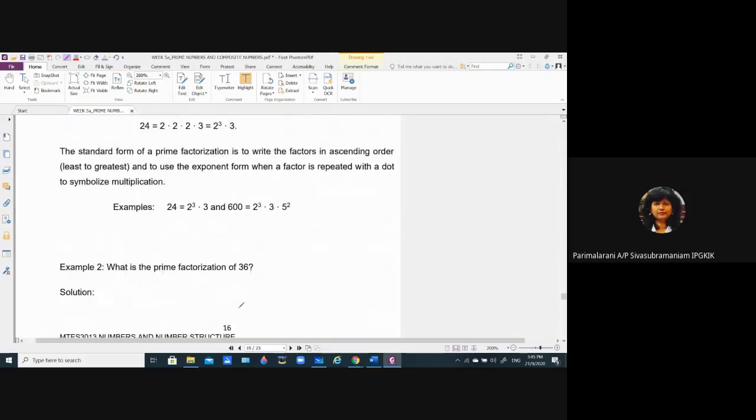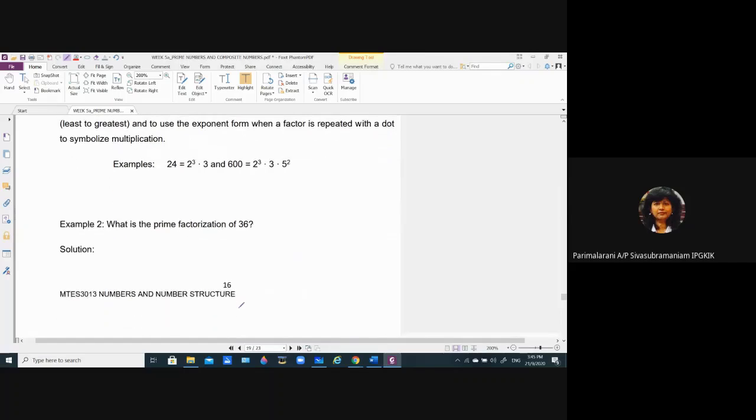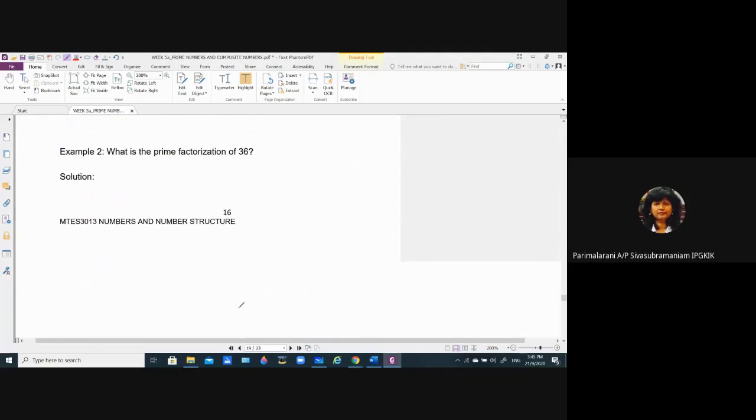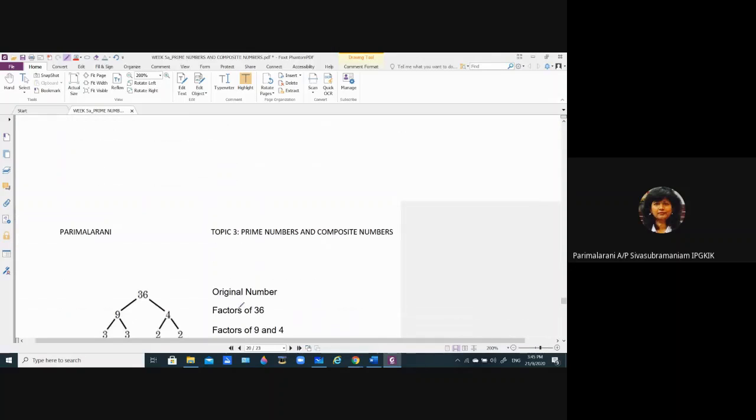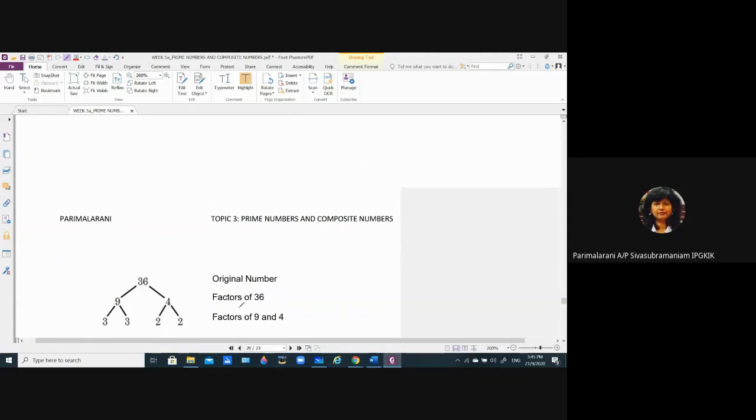Example 2, what is the prime factorization for 36? So 36 is 3 multiplied by 12. Or we can use 6 multiplied by 6. Or we can use 9 multiplied by 4. It doesn't matter what you start with. You can start with any two factors. So the original number is 36. Factors for 36 are 9 and 4.